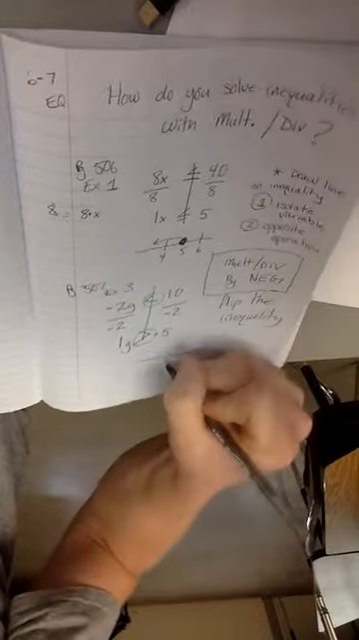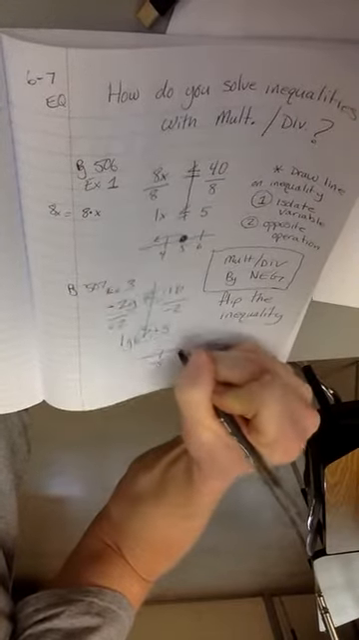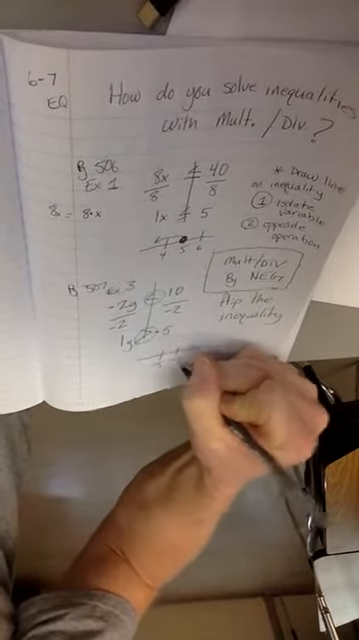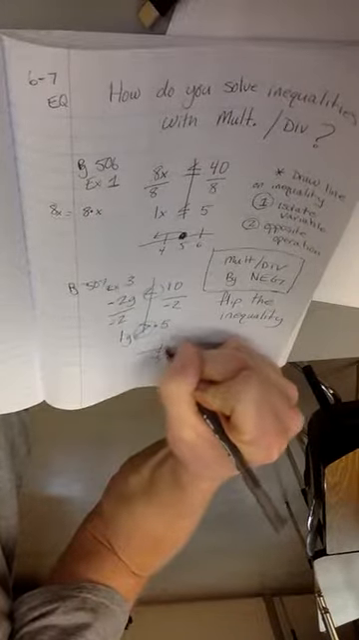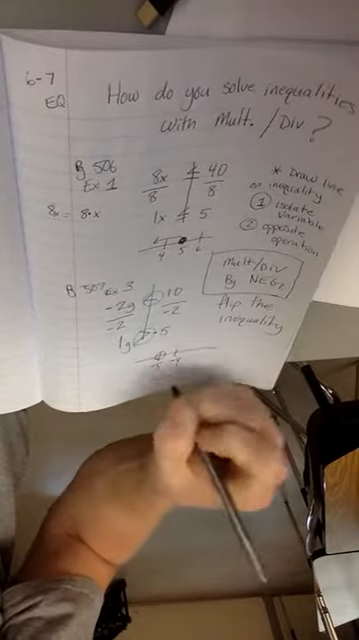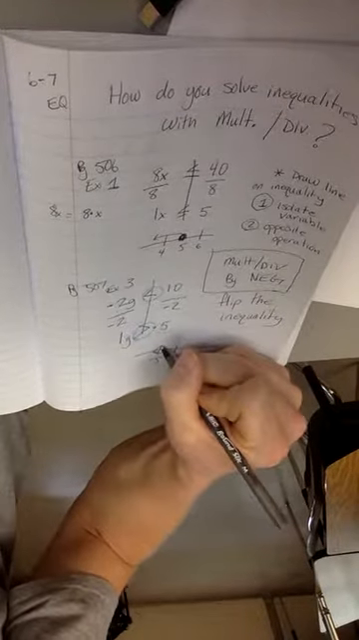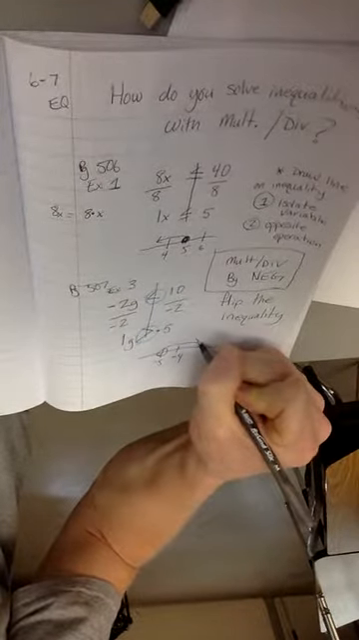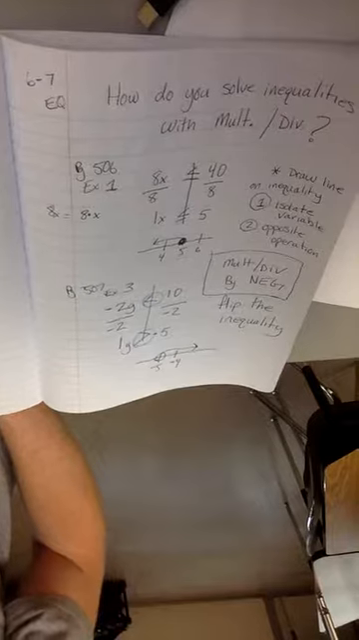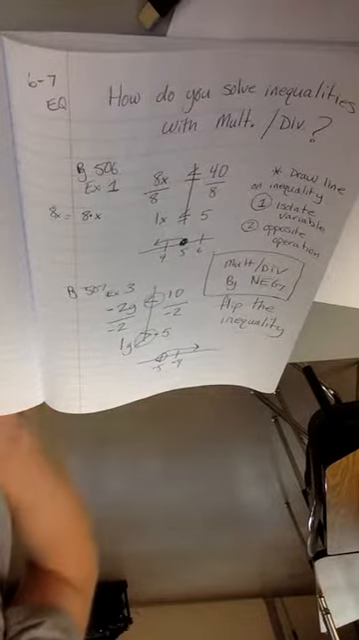On the number line, negative 5 is here, negative 4. I'm going to do a circle because it's not equal to. It's still on the left-hand side, so we're going to have it pointing that way. And that'll do it. Hopefully that's helpful.